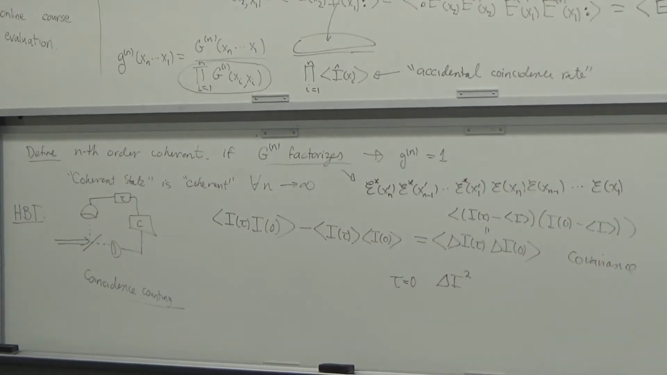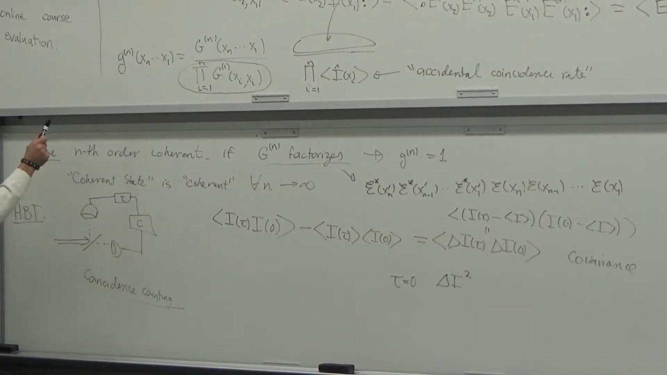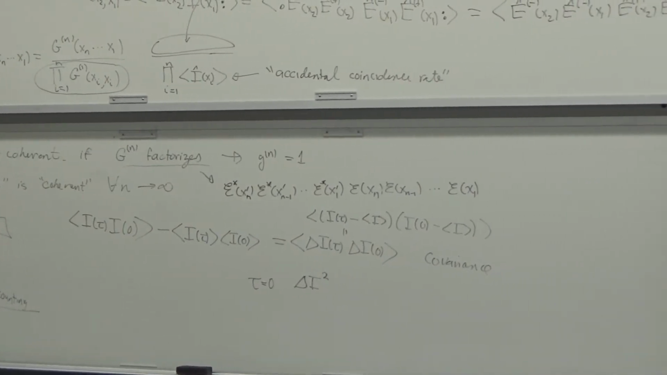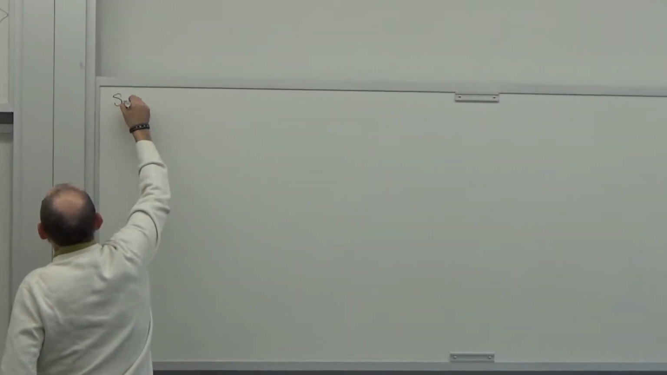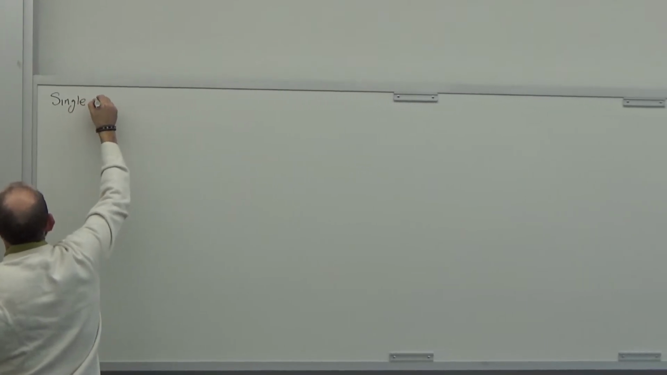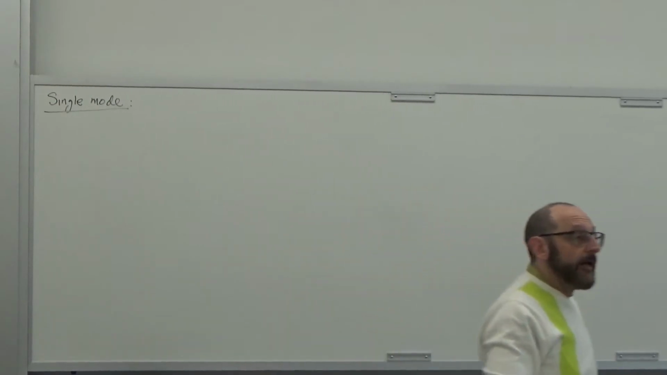So now, how do we think about that picture in terms of the Glauber theory of photon counting? How do I think about that? So let's think about a single mode, just to get going.